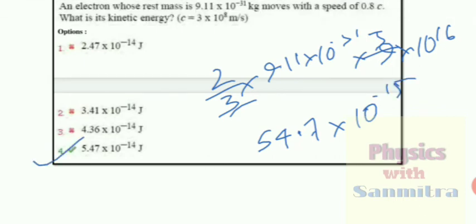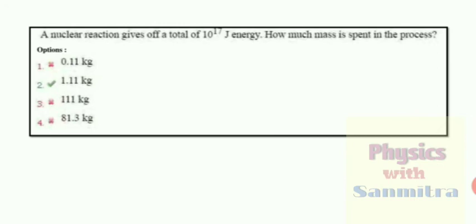So my option 4 is correct. The questions are very simple, you just need to understand the theory a little bit. So you have to cover the syllabus, that's it.